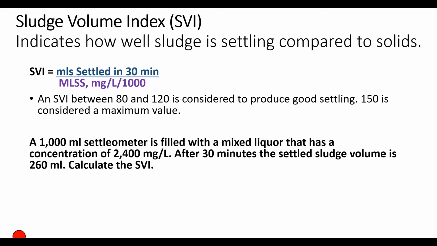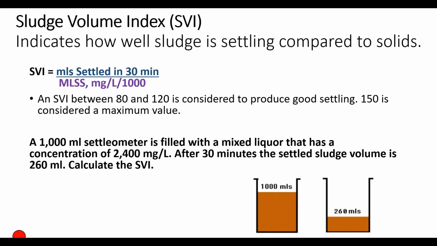I'll give you an example here. A 1,000 milliliter settleometer is filled with a mixed liquor that has a concentration of 2,400 milligrams per liter. And after 30 minutes, the settled sludge volume is 260. So that's our settled sludge, 260. Calculate the SVI, the sludge volume index. 260 divided by 2,400 milligrams per liter divided by 1,000 gives us this sludge volume index of 108, which means we're right in that sweet spot.